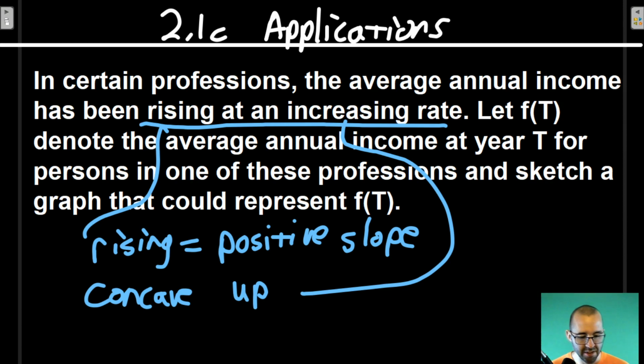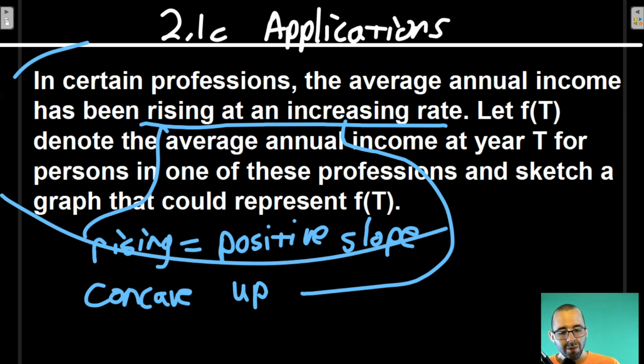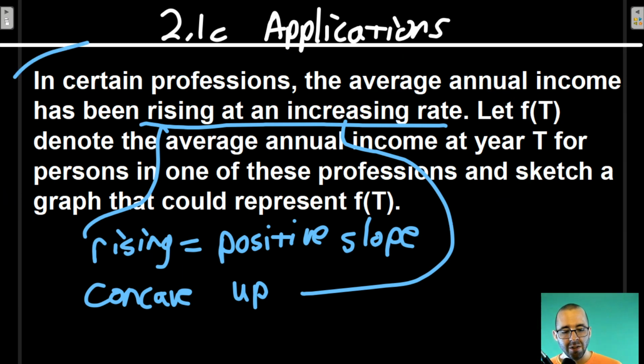All right, so what else is going on? So let f of t denote the average annual income at year t and sketch a graph. So really all this problem is asking us to do is sketch a graph of something that is rising, positive slope, at an increasing rate, concave up. So something that's concave up, kind of like a parabola, and increasing. So what we're going to do over here is attempt to do so.